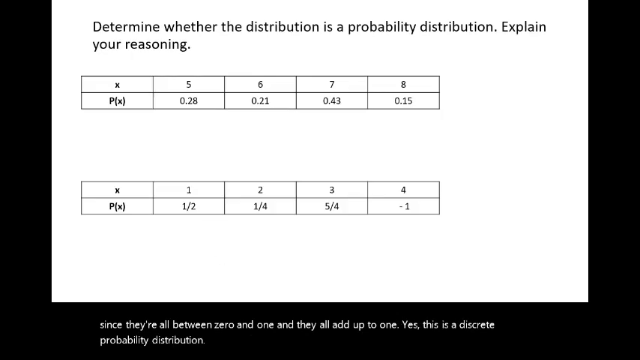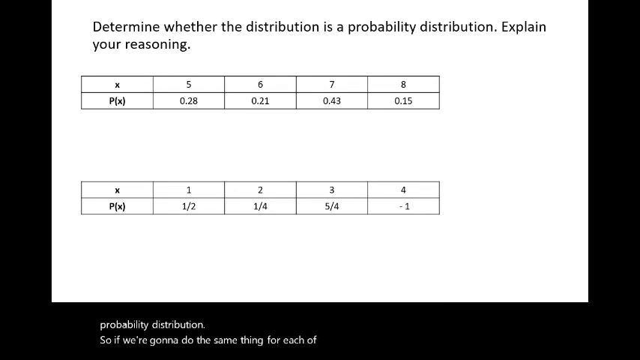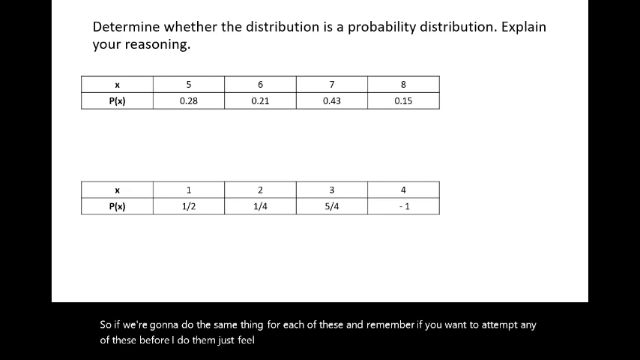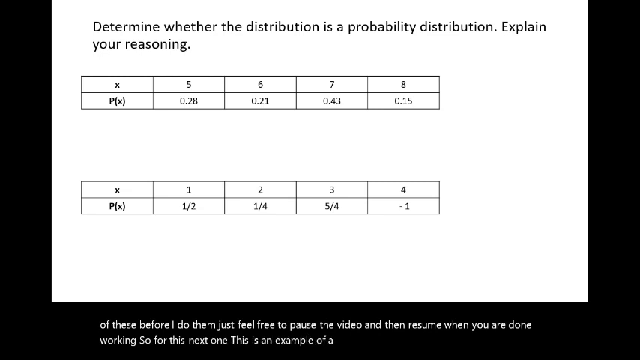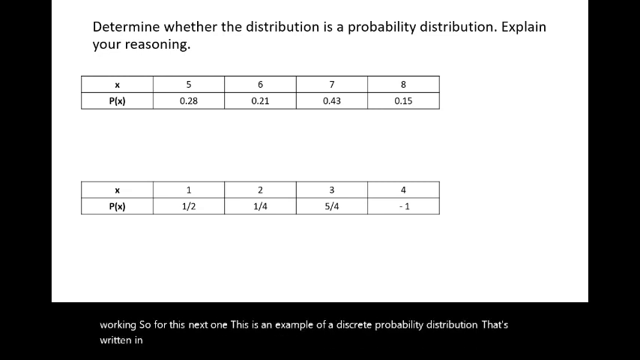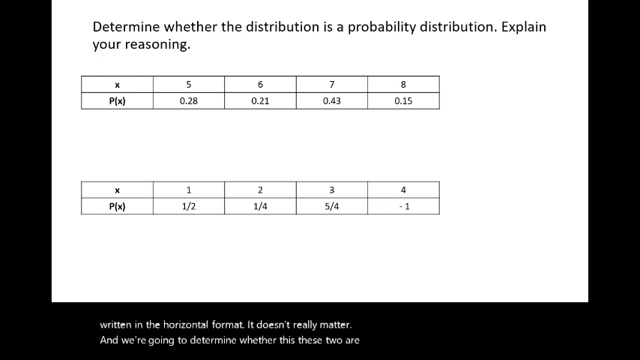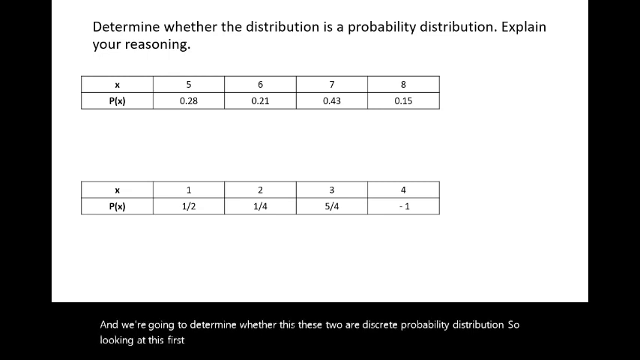So we're going to do the same thing for each of these, and remember, if you want to attempt any of these before I do them, just feel free to pause the video and then resume when you are done working. So for this next one, this is an example of a discrete probability distribution that's written in the horizontal format. It doesn't really matter. And we're going to determine whether these two are discrete probability distributions. So looking at this first one, let's look at each individual probability. Each of these is a decimal between 0 and 1, which is good.